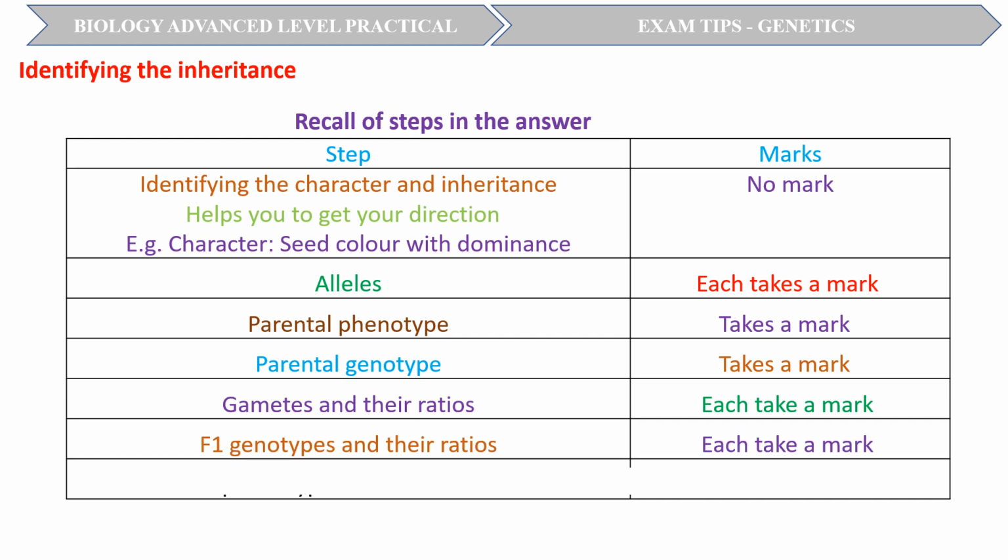In the next step, cross the gametes to form the F1 genotypes and state their ratios by multiplying the ratios of the gametes. Genotypes take a mark and another mark goes for ratios. Finally, write the F1 phenotypes and their ratios, which take another mark.